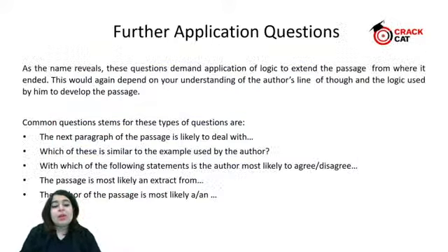This is basically to judge whether you have understood how the author has gone about formulating his passage, what his line of thought is, what he is intending towards, and whether you are able to predict or anticipate what he would have done had there been another paragraph after this. So that's what is going on over here. Let's get the next one.